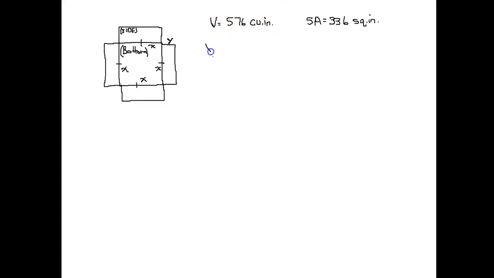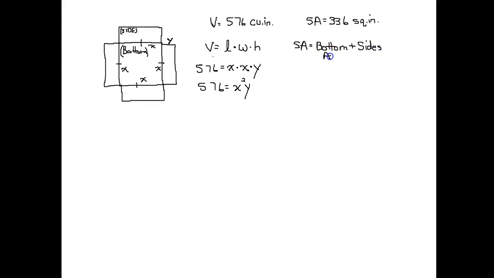Okay, so volume of a box is length times width times height. So in this case, we've got 576 equals X times X times Y. So 576 equals X squared Y. And then surface area, you've got to add up the areas of all the surfaces. Okay, so you can add all those areas up.